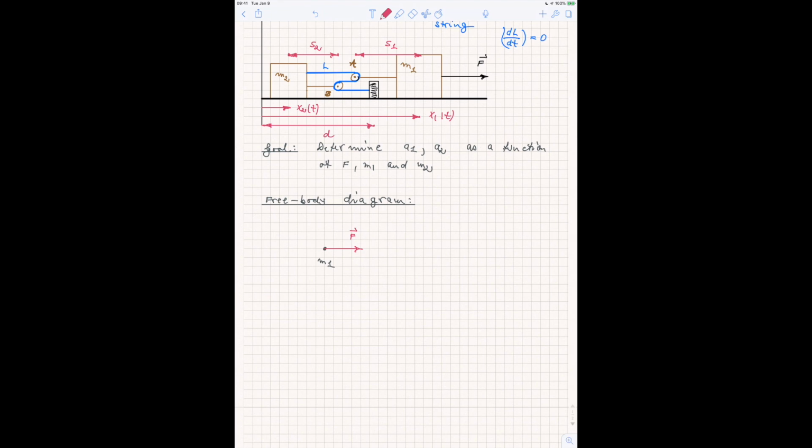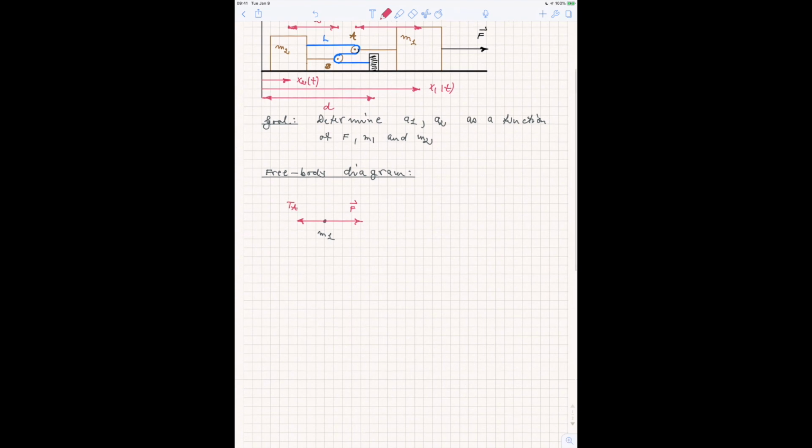And there's a tension now in the string attached to mass M1, which is of fixed length to Pulley A, and I denote the tension in this string for the moment as TA. So that's a complete free body diagram.